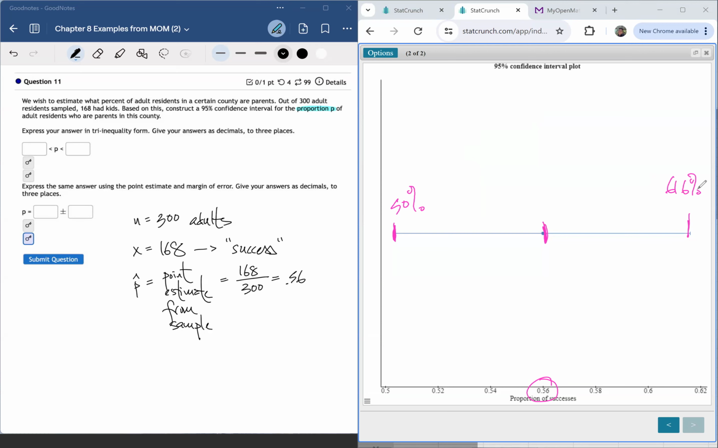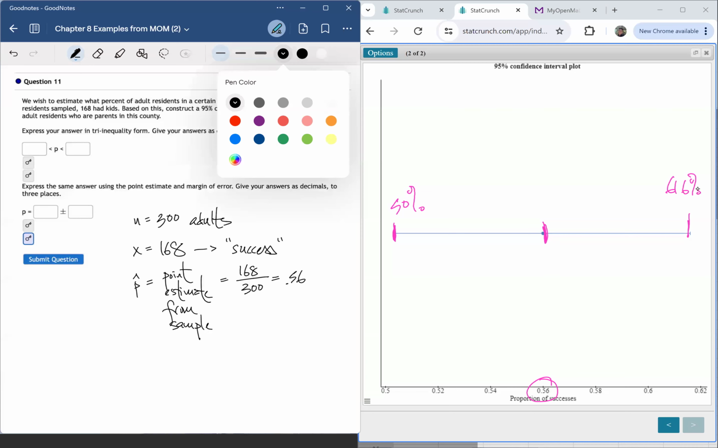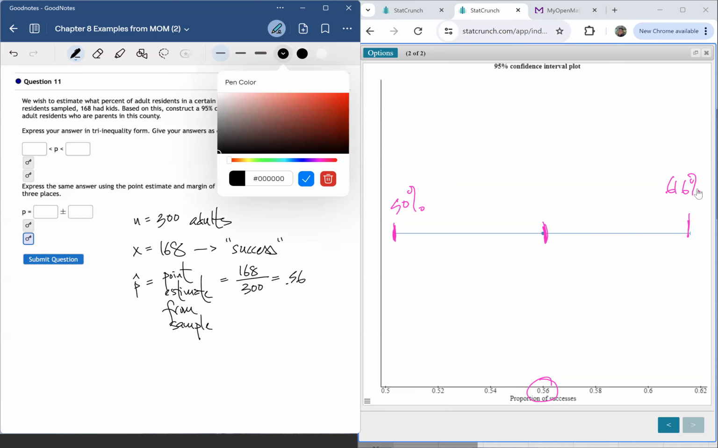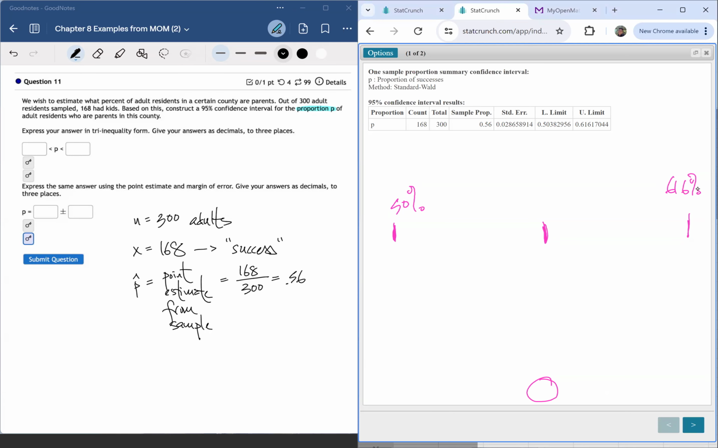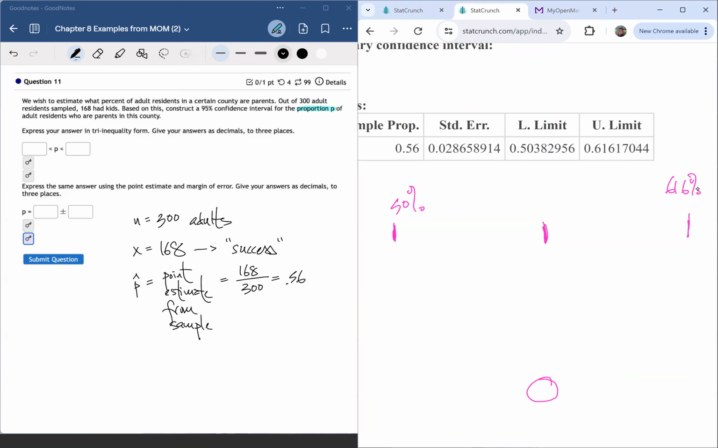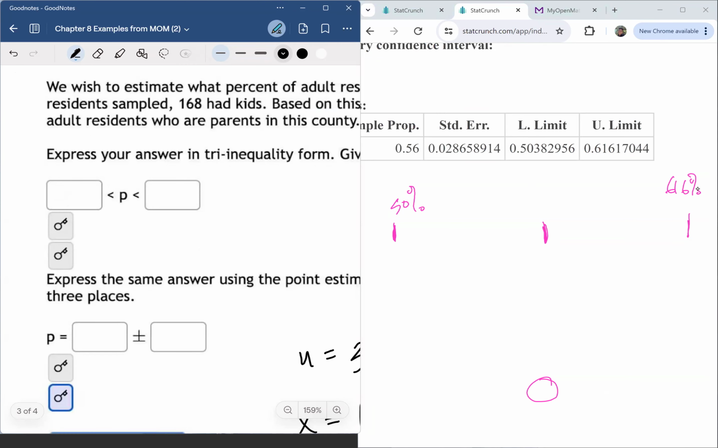Okay, so let's take a look at what they want us to answer in the actual question. It says express your answer in tri-inequality form. Give your answers as decimals to 3 places. And so let me go back one more screen so I can see the numbers that I'm interested in. When I'm expressing my numbers, I'm looking for that lower limit to the upper limit. The lower limit rounded to 4 decimal places is 0.5038. And the upper limit rounded to 4 decimal places is 0.6162.